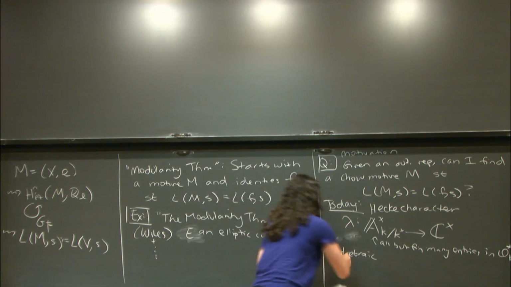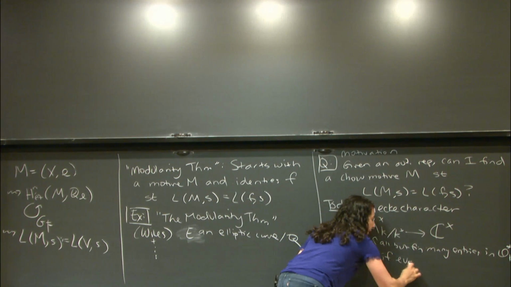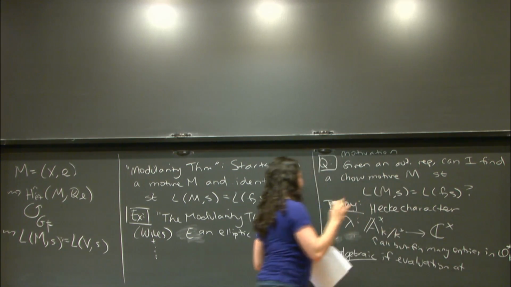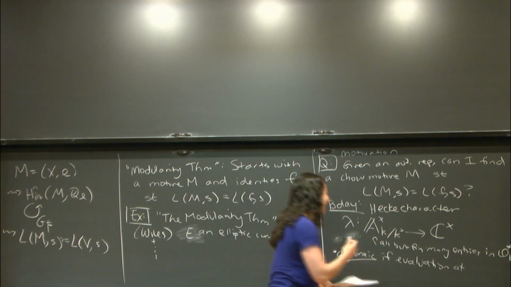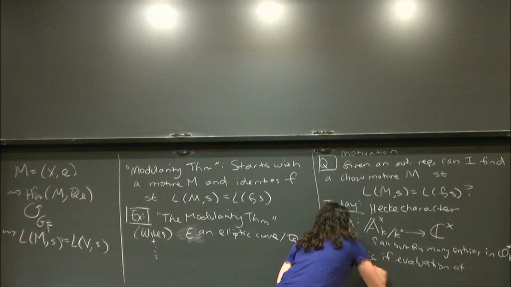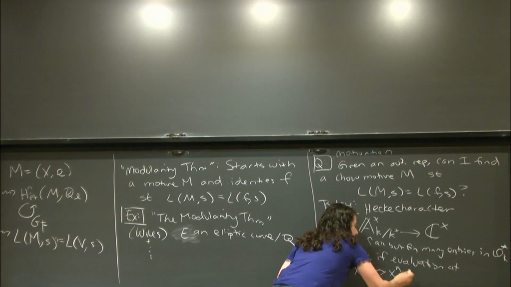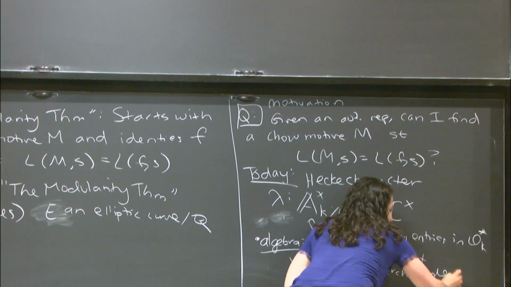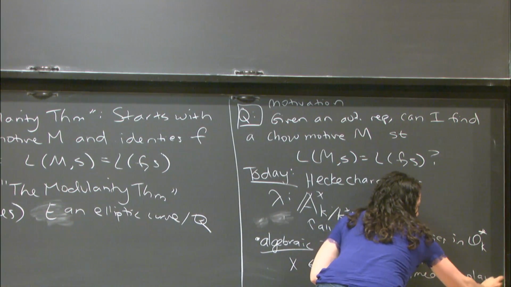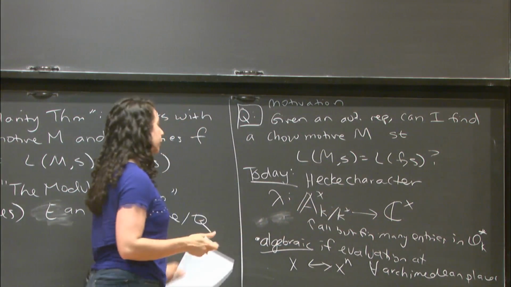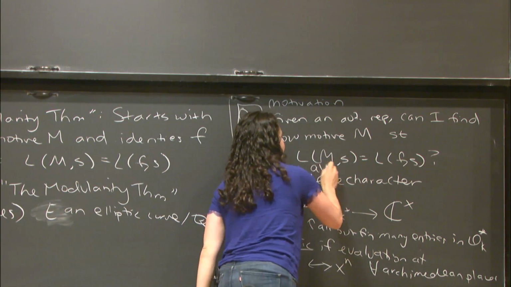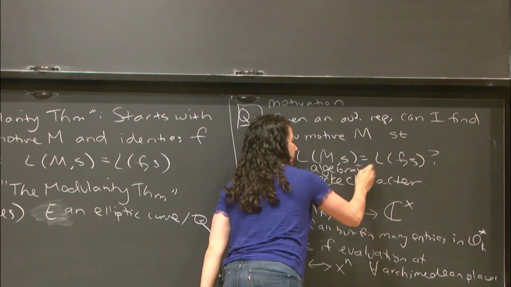Should be algebraic if evaluation, this is sort of a rough definition. If evaluation at some x looks like locally x to the n for all Archimedean places. Okay, and so for today, what we really want to talk about are algebraic Hecke characters. So I'll add the word algebraic here.